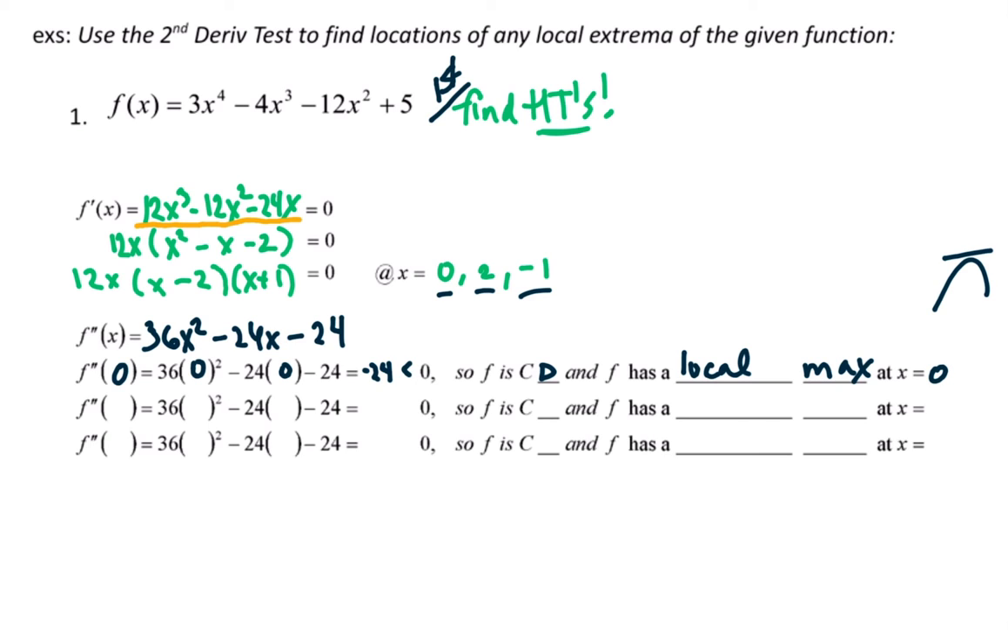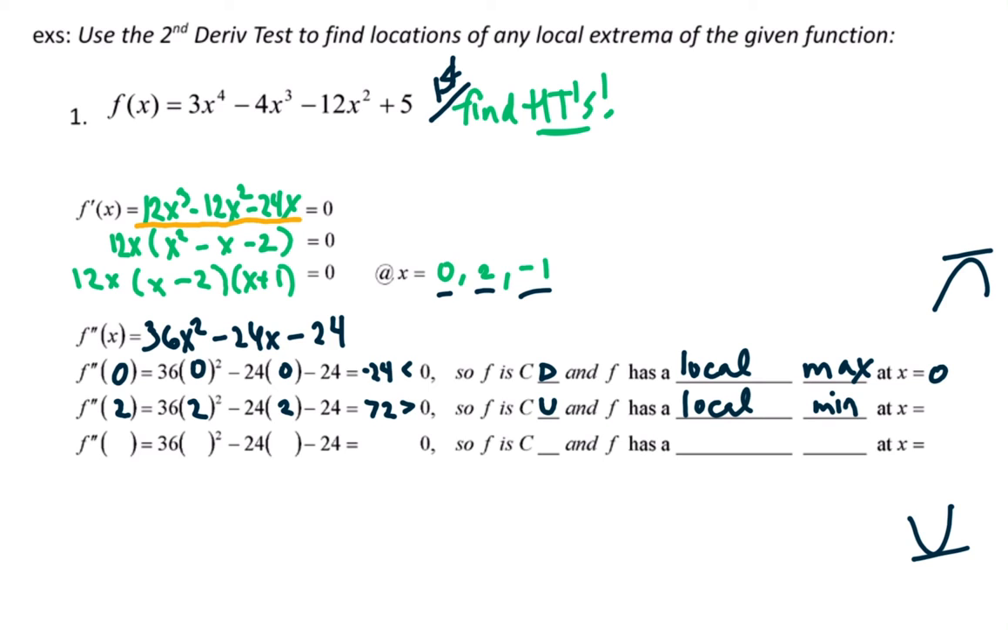My next critical, and I'm sorry, I almost messed up. They are critical points, but specifically, my next horizontal tangent, so it's a little more specific than a critical point, is at x equals 2. And if I plug 2 into the equation, I end up with 72. Again, I don't care that it's 72, I care that it's positive. If it's positive, that means f is concave up. And if I'm concave up and I have a horizontal tangent, I've got a local min.